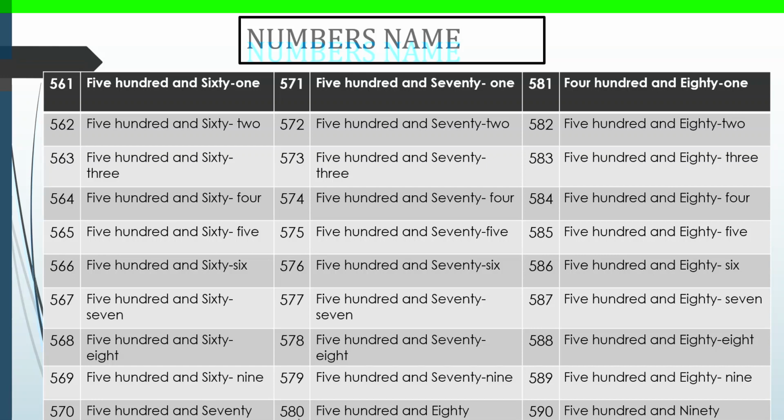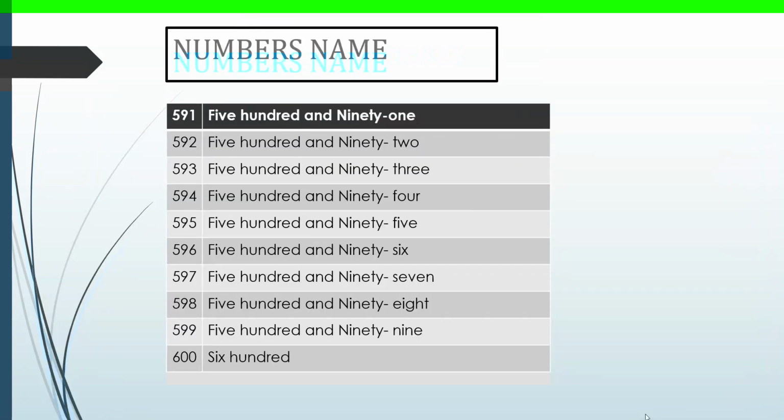Let's begin. You can count the numbers from 581 to 590. 581, 582, 583, 584, 585, 586, 587, 588, 589, 590.